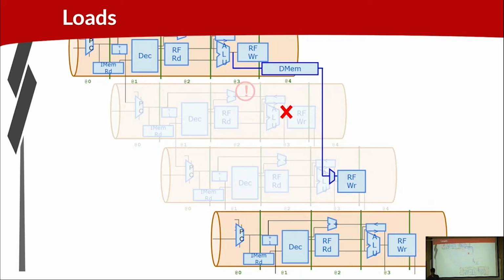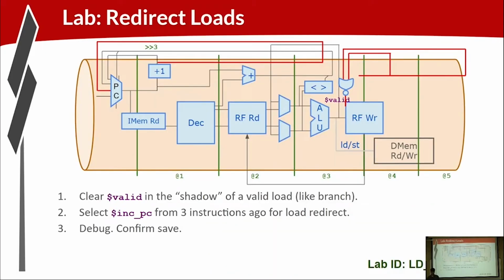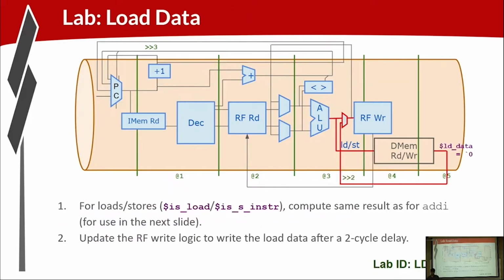Okay, and then we created the similar shadow for loads. So right now, you should be at this point where we have the load shadow created, meaning we have invalidated the instructions in the shadow of the load, the two instructions after a load. And now we can add in the memory. So first step here, if everybody's up and has their code and is ready to go, looks like it.